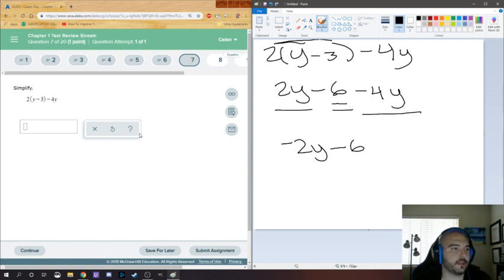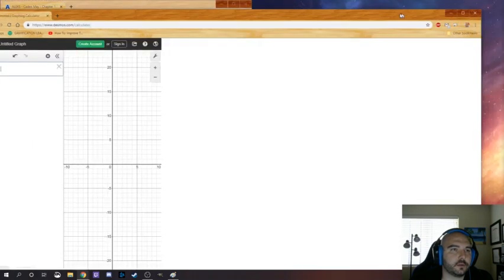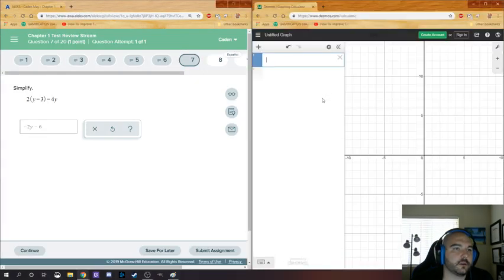We're definitely going to be using that in a second. So negative 2y minus 6. I will show you this on Desmos. Thank you, Desmos, for being such a weird thing.